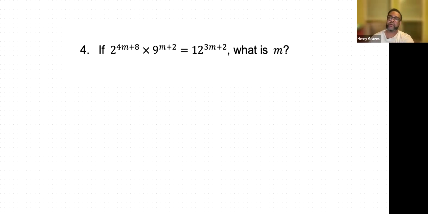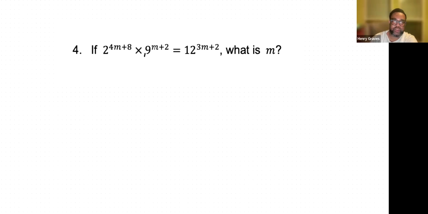and break them down into prime factorization, right? So what I'm going to do is first use different colors, of course. I'm going to do 9 here, and 9 I can break down as 3 times 3. So I can write 9 as 3 to the second power. And we cannot forget it's still raised to the m plus 2.